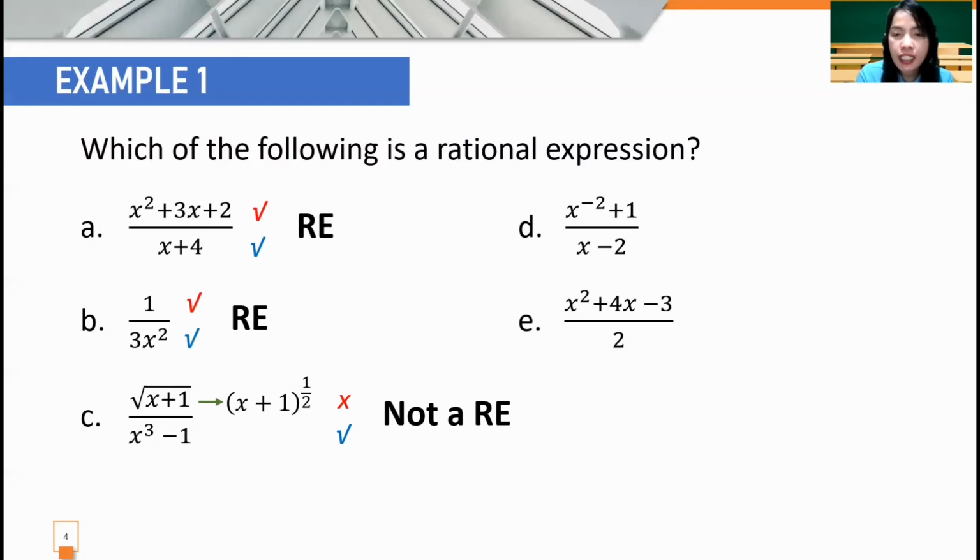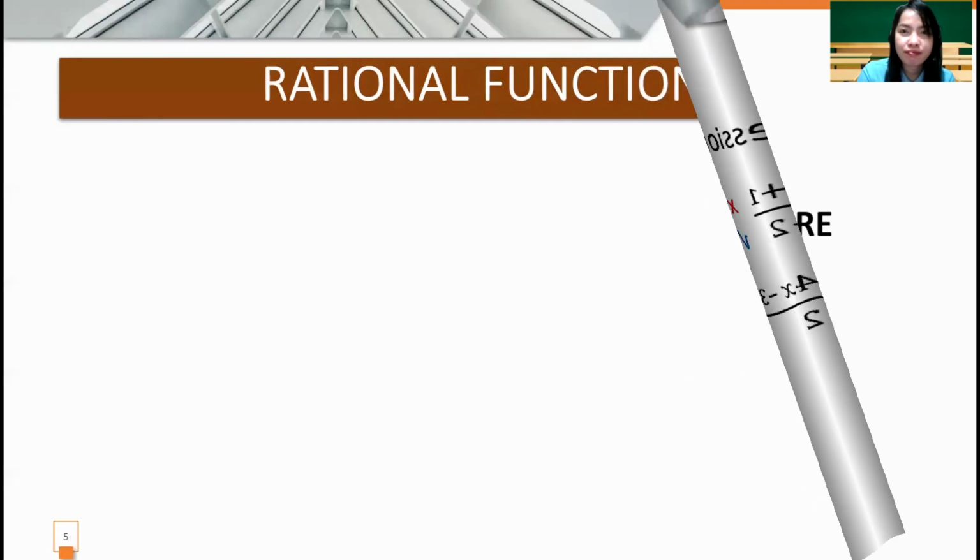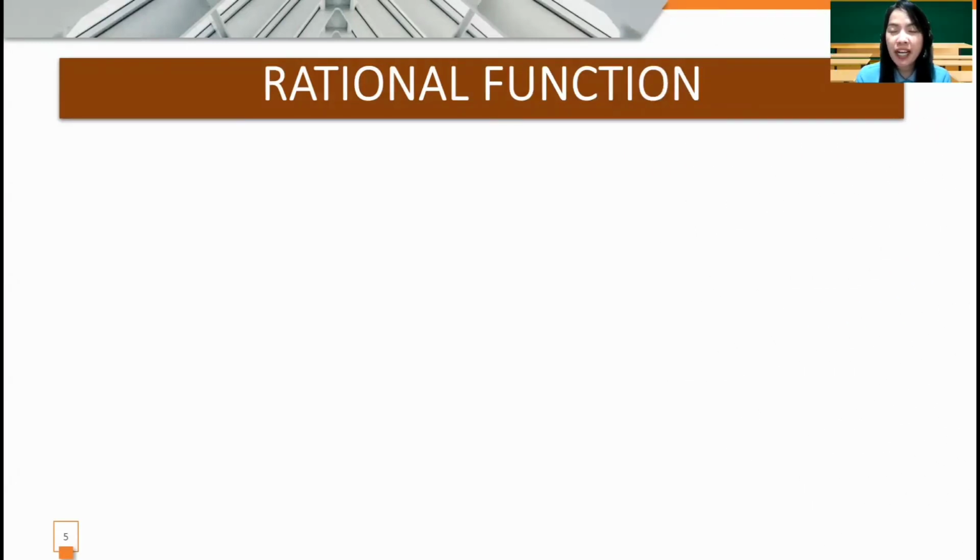What about in letter D? We have here x raised to negative 2 plus 1 all over x minus 2. Kung makikita natin, ang exponent ng x ay negative 2, which is obviously not a positive integer. So we can conclude from here that letter D is not a rational expression. And in letter E, check ang numerator. Ang denominator na 2 ay polynomial din. So meaning letter E is a rational expression. Ngayon, alam na natin kung paano mag-identify ng rational expression.